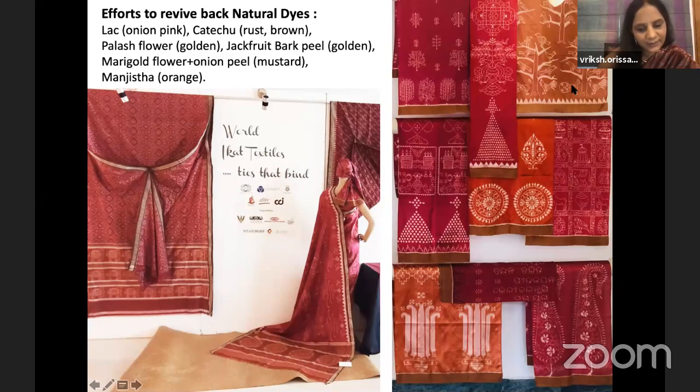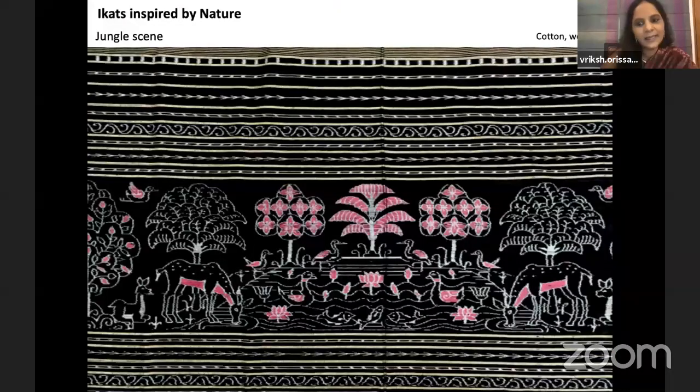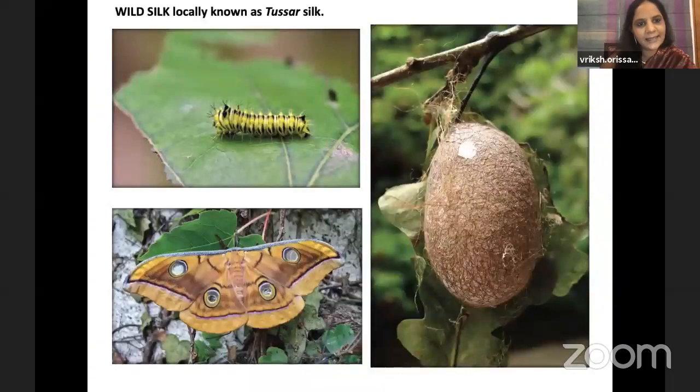Orissa is known for curvilinear fine ikats, and in their designs we find much more conversational expressions. We've been working with natural dyes. You find ikats inspired by architecture, by temple sculptures. Of course, nature has always been an inspiration for traditional ikat designs.